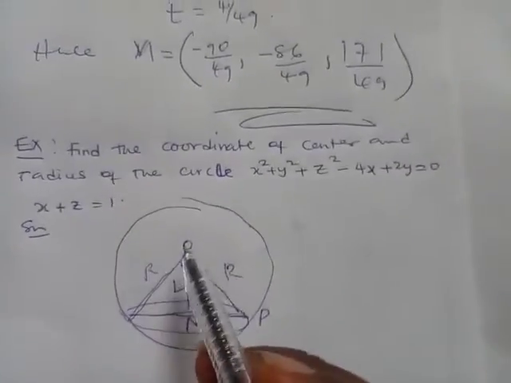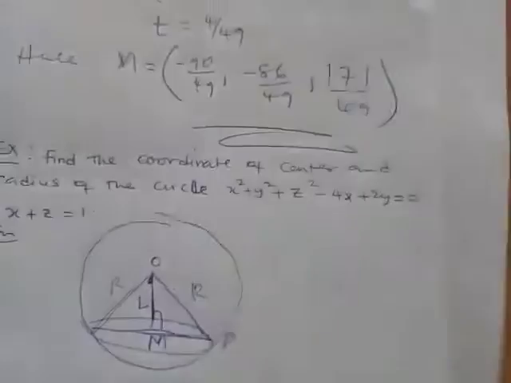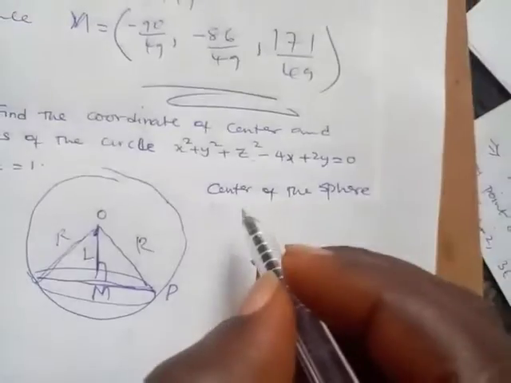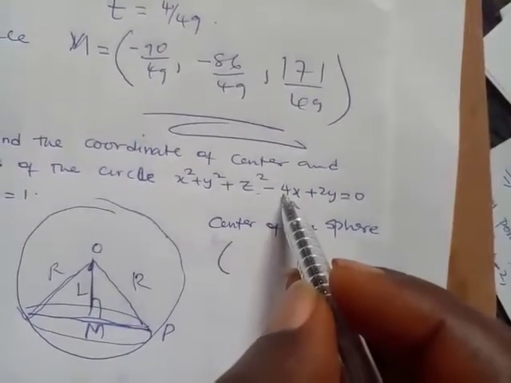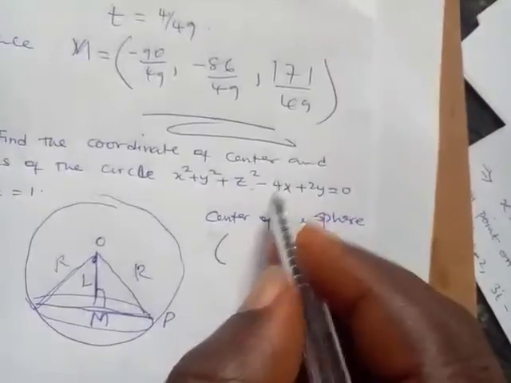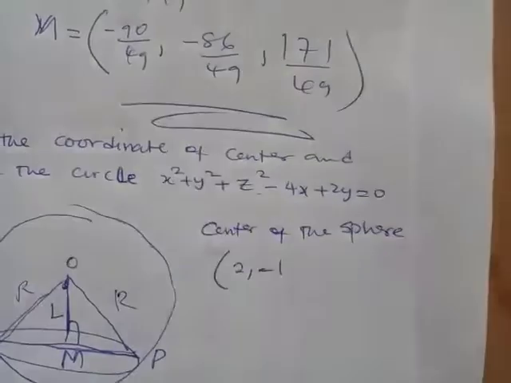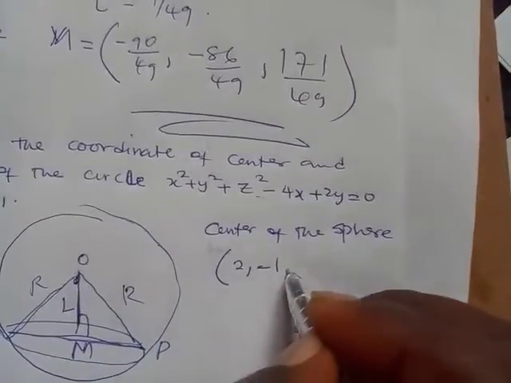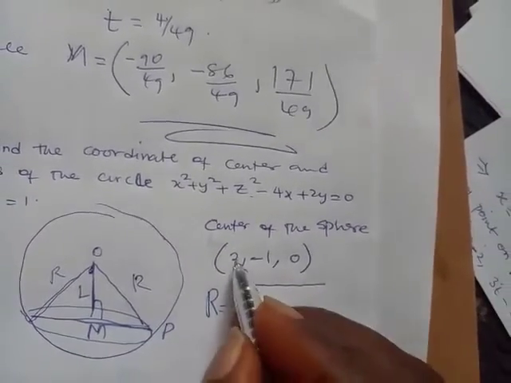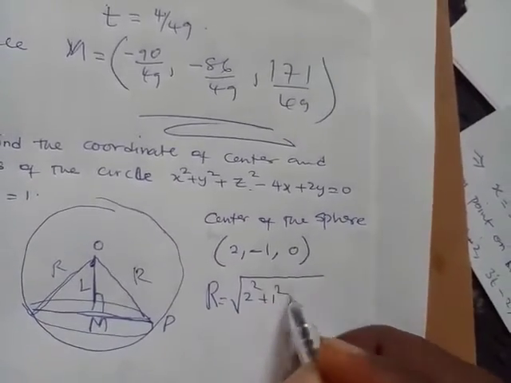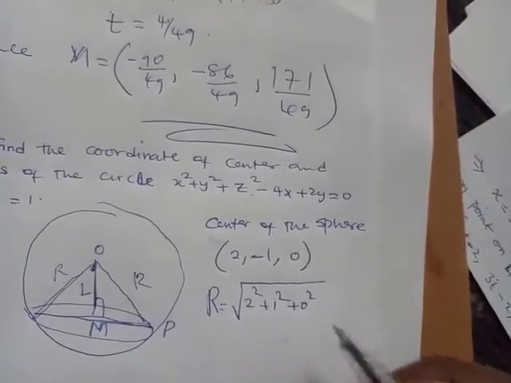Now we need to find the radius and center of this sphere first, because they will help us. So we write it as follows: center of the sphere. What will be the center? Half of this, negative of half of this. So this will be 2. Negative of half of this is minus 1, and there's no z there, so that will just be 0. Definitely our radius will just be the square root of this squared plus 1 squared plus 0 squared. There's nothing there again to put as squared.